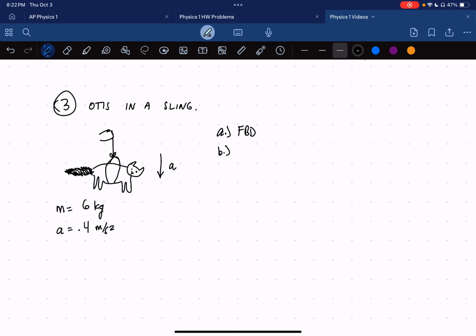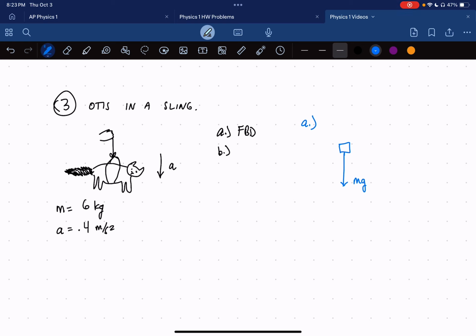Okay, so for part A, let's draw a free body diagram. Let's do it like this. Draw a box for Otis. Now, again, I would start with mg, gravitational force on Otis, and there is another force on Otis, which is that Otis is being held together in a sling, or in other words, a rope or a string, and that is definitely a tension force.